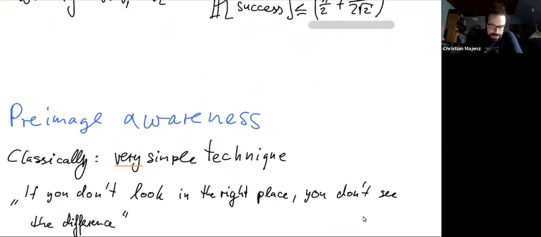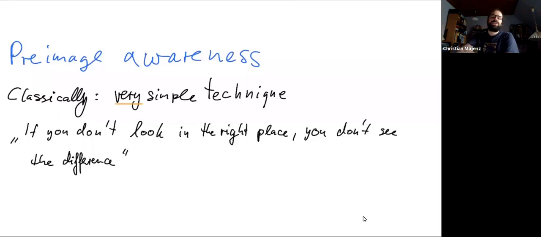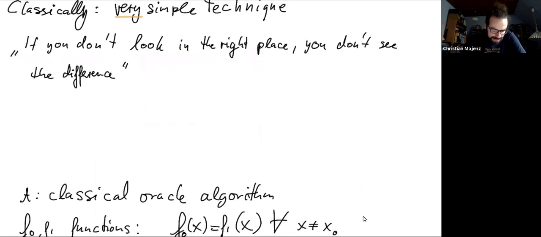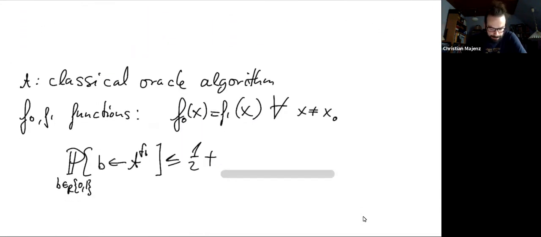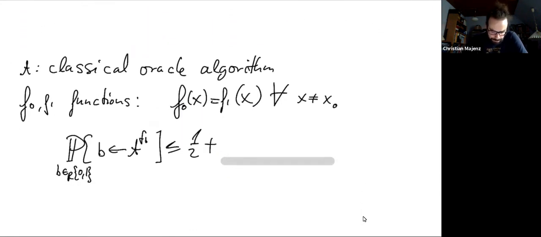And to do this, a crucial technique is what's sometimes called pre-image awareness. Classically, in the classical random oracle model, this is a very simple technique. Essentially it boils down to: if you're trying to distinguish two things and you don't look in the right place where they're actually different, you just don't see the difference, right? It's a very simple thing, and classically it's really not much more than that.